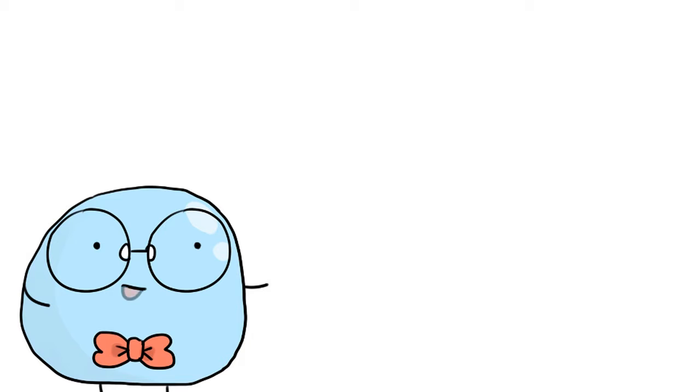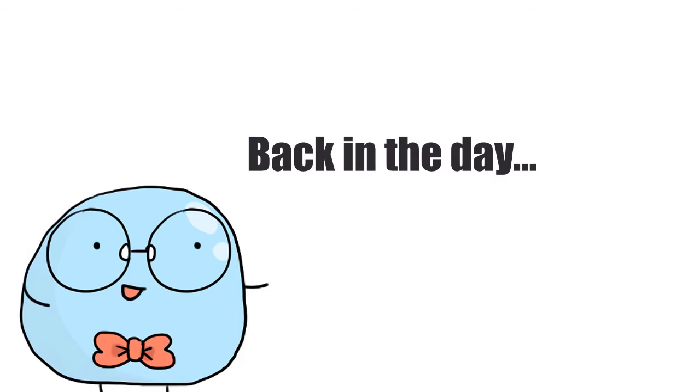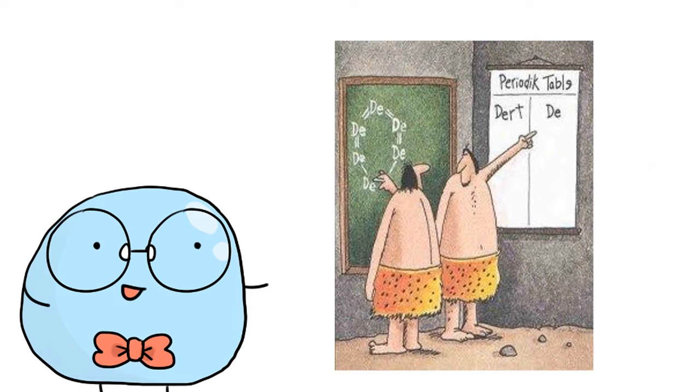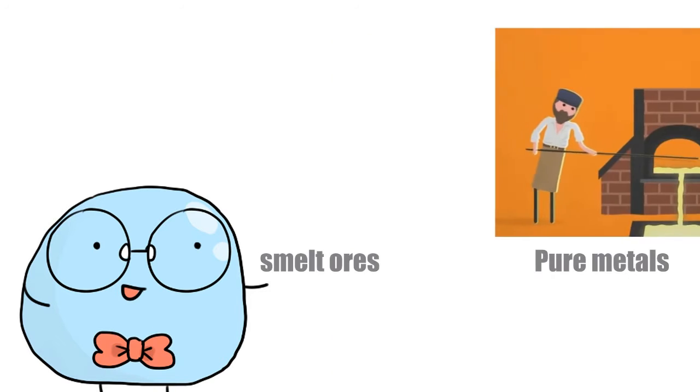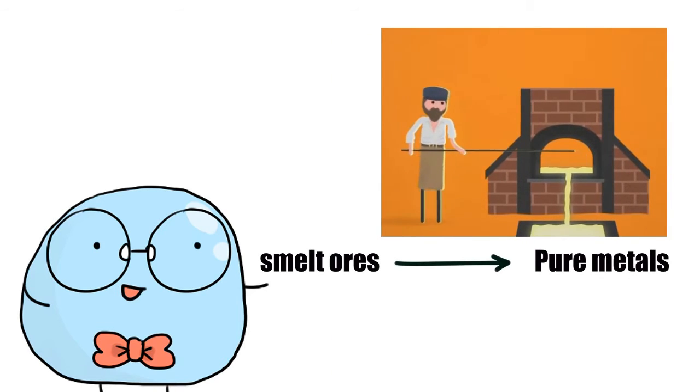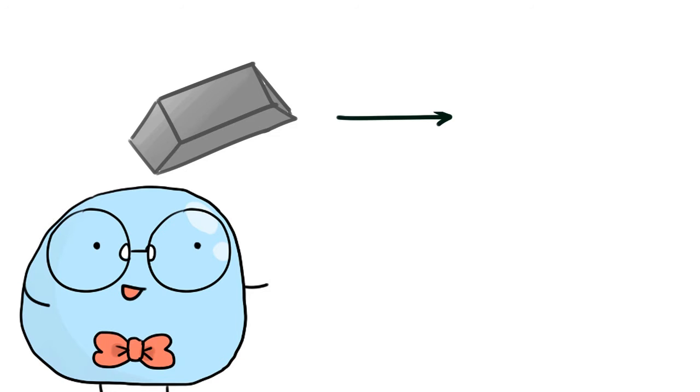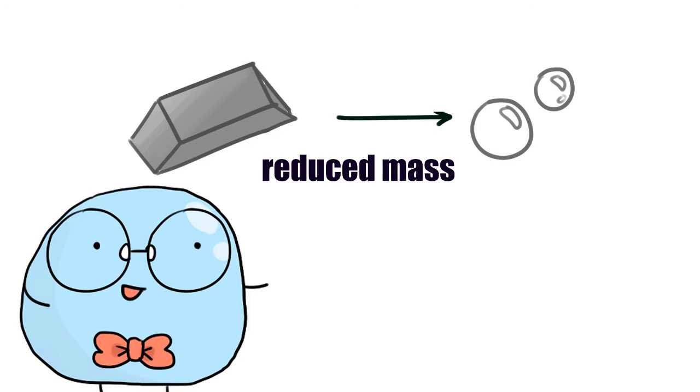Well, as confusing as it is, back in the day it made sense, because protochemists, or early chemists, would smelt their ores to make pure metals, and they would become lighter because some of the metal would be turned to gas, and therefore they thought it was being reduced in terms of mass.